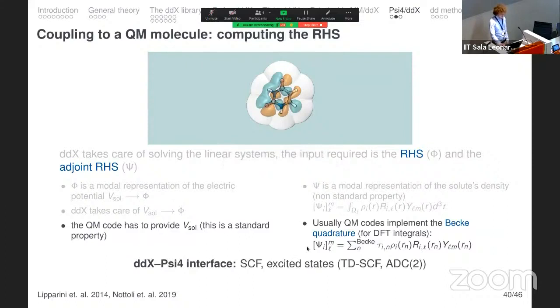And we implemented this in Psi4, and by now we have ground state, either Hartree-Fock or DFT, and also we have excited states in TD-DFT or TD-Hartree-Fock formulation, or even this ADC2 method.